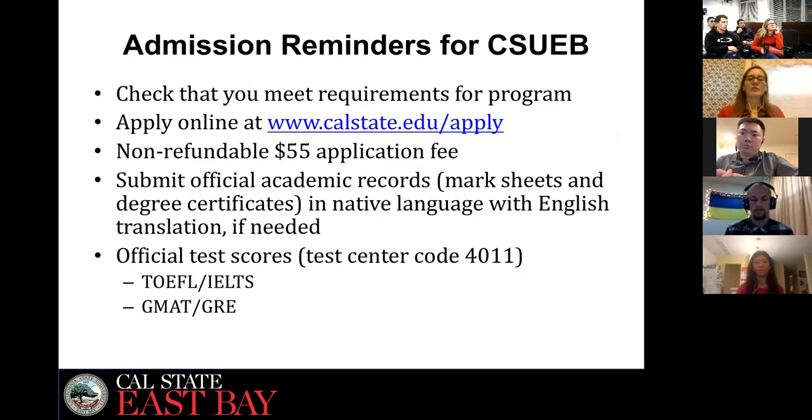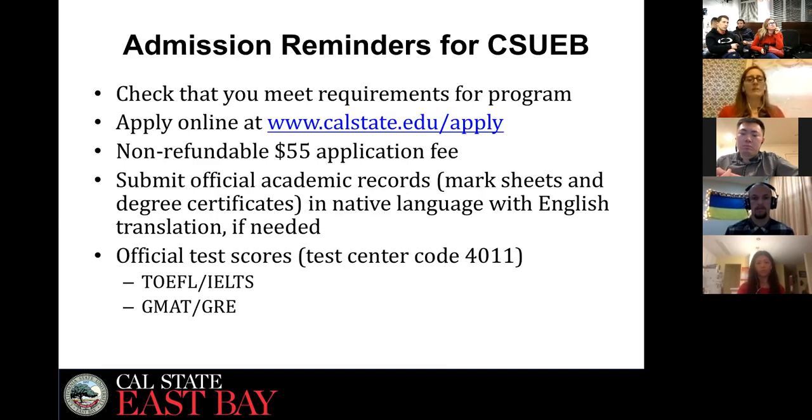So just some admission reminders for Cal State East Bay. If you would like to apply to our school, if you meet those admission requirements, we encourage you to go to Cal State Apply. You can apply all online. There's an application fee, $55, that you can pay online.